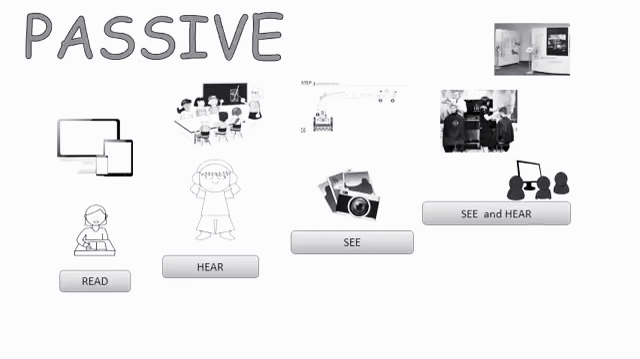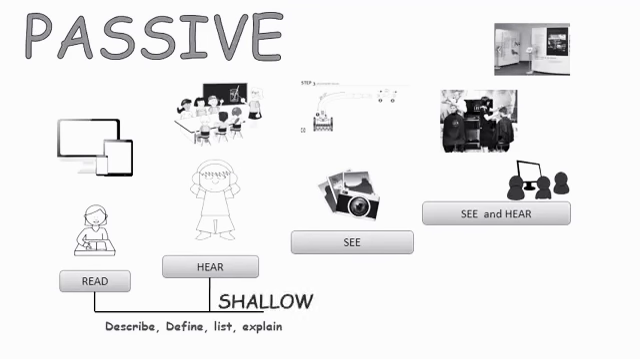So here are our passive learning methods from earlier, and we're going to look at them as they affect learning outcomes. When we learn through activities that involve reading or hearing words, we are usually able to describe, define, list, and/or explain the information that we have retained. This is considered shallow learning, memorizing without trying to think about the underlying significance.